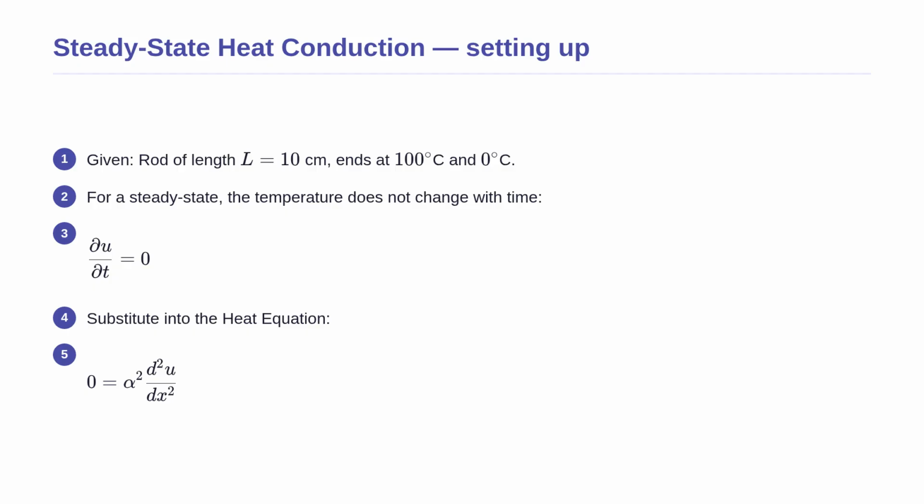Before we prove where this equation comes from, let us see it in action with a concrete example. Imagine a metal rod that is 10 centimeters long. The left end is permanently held in boiling water at 100 degrees Celsius and the right end is in an ice bath at 0 degrees. We want to find the temperature at any point along the rod after a very long time has passed. Because we have waited a long time, the temperatures are no longer changing. This means the system has reached a steady state. So the derivative of temperature with respect to time is exactly 0.